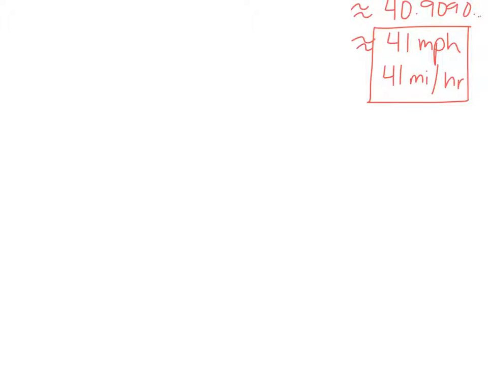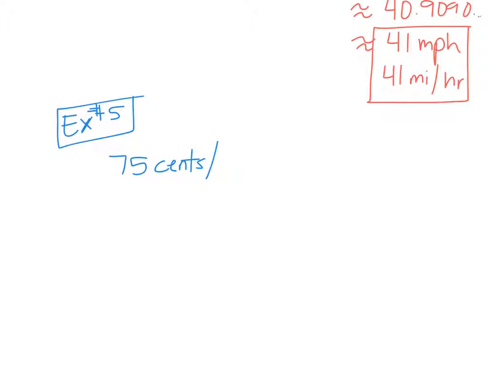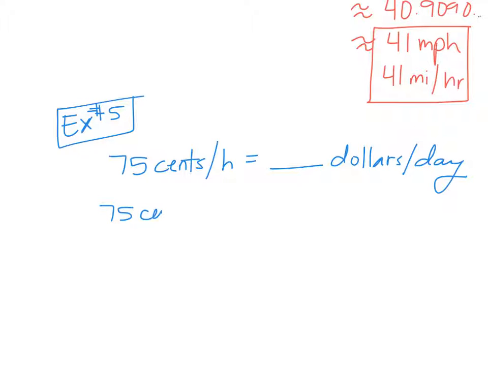So last question. Let's say we are doing, this would technically be 5, I guess. So 75 cents per hour. And we want to turn it into how many dollars per day? Okay. So set it up, 75 cents in 1 hour. And now we're going to convert. So we want to go from cents to dollars, and we want to go from hours to days.